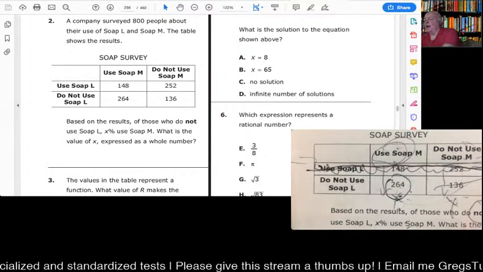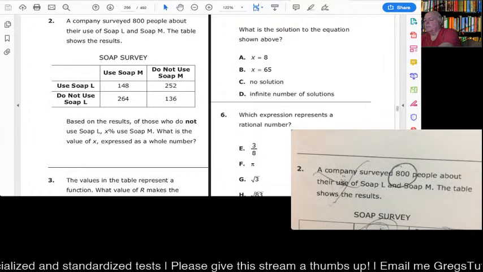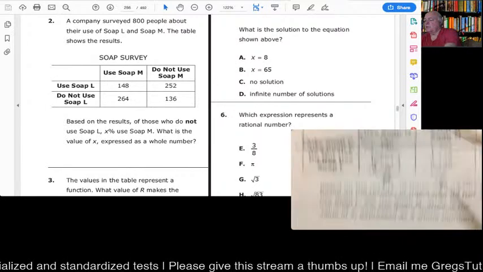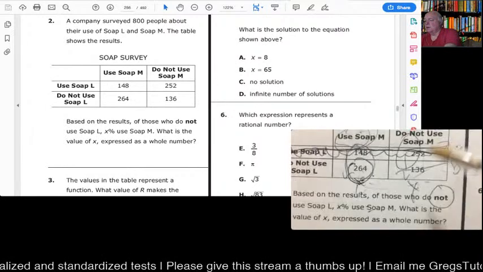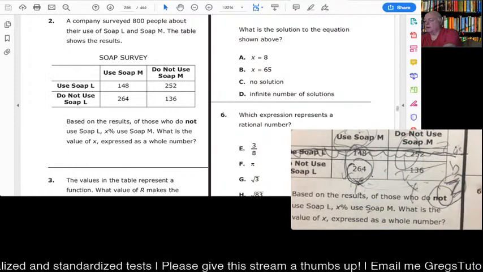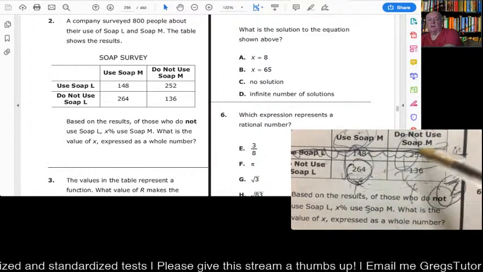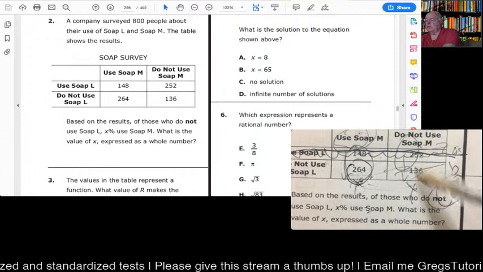So if we go back up to here, this was an important number. And that turns out to be the total of the 4 of these. So I talked about adding X and Y. There's also a Z that you often have to compute, which is the total of them all. So if I add up the 148, the 252, the 264, and then 136, I get the 800.